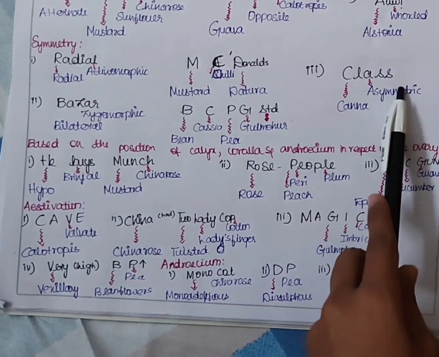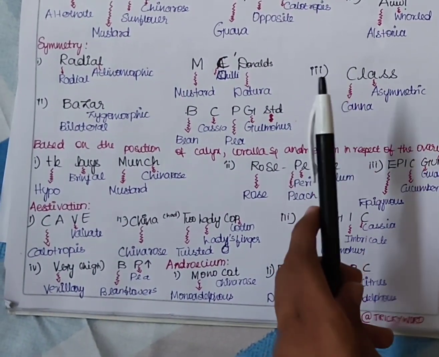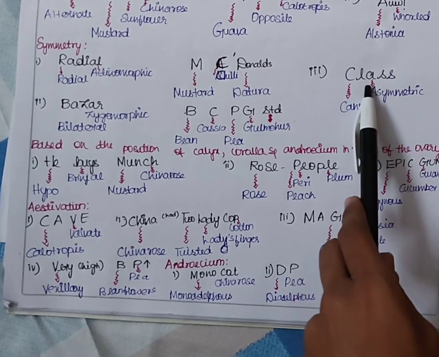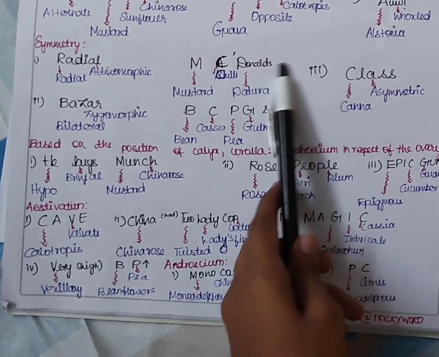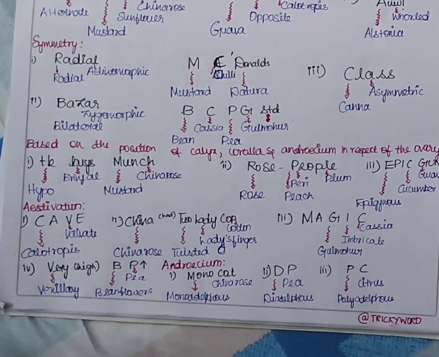The next one will be CLASS. C is for canna and A is for asymmetric. That's it, it is very simple. Okay, now we talked about symmetry.